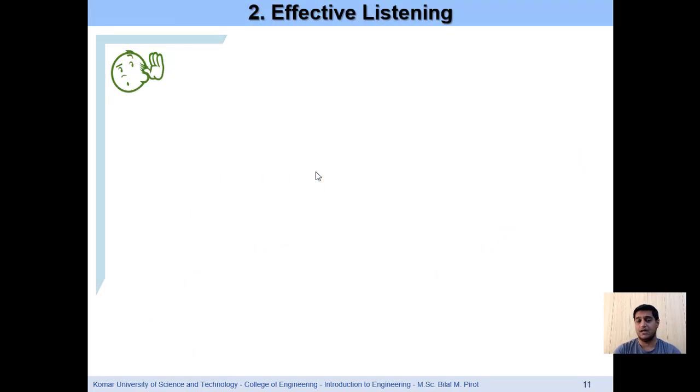Effective listening. The second way for having a good communication with others is effective listening. Sometimes you can talk with others by listening, because listening is not only listening. Listening can also be defined as talking to others. So if you are listening to someone carefully, it means you are talking to someone or speaking to someone carefully.